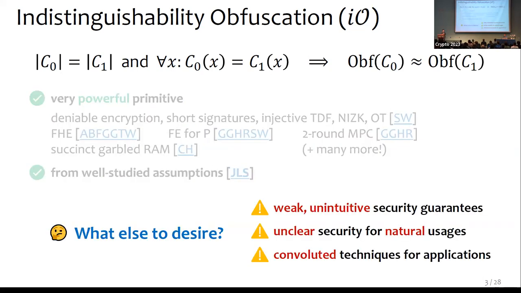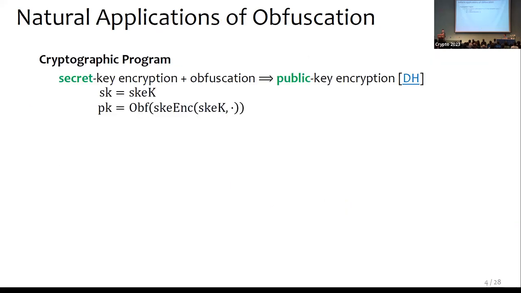At first sight, I/O is actually a weak and unintuitive security notion. It was defined in 2001, and its first applications only appeared in 2013. That's more than a decade. When used naturally, it's unclear what security I/O provides, and consequently, in applications, I/O often has to be complemented with convoluted techniques. What do I mean by natural applications?